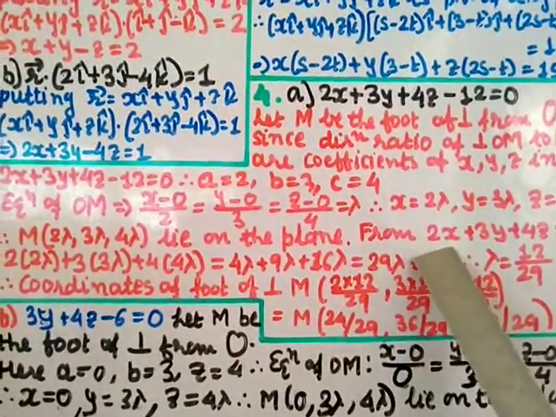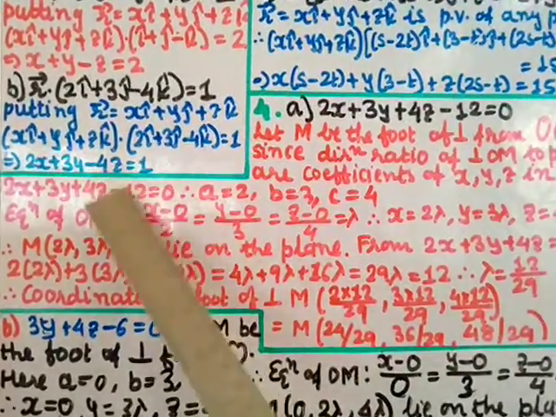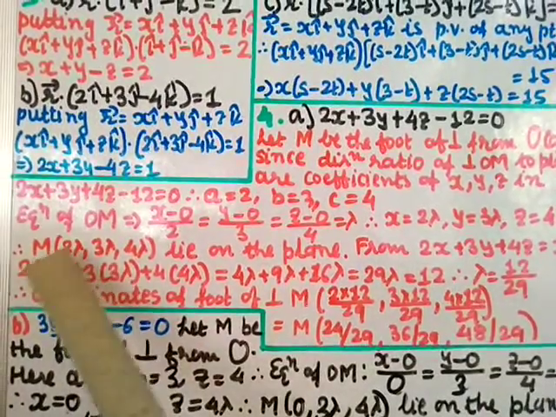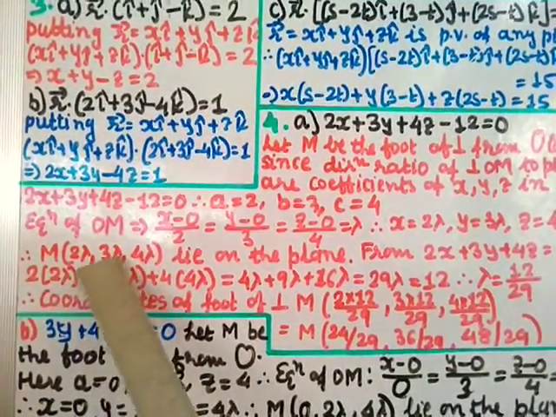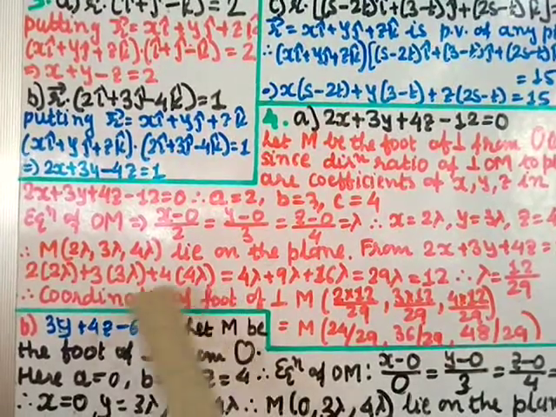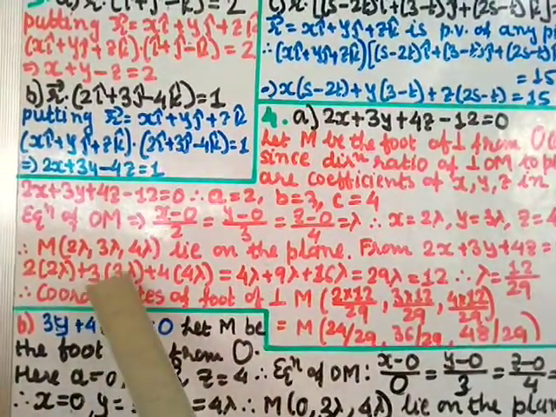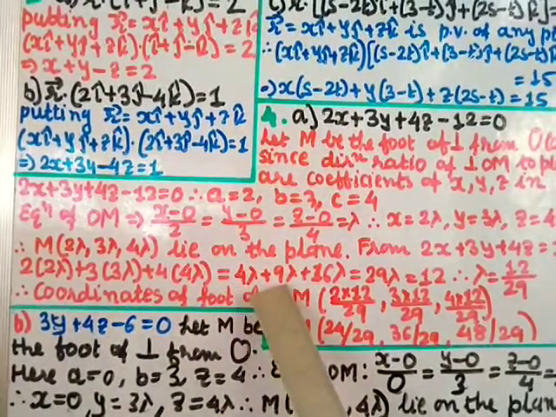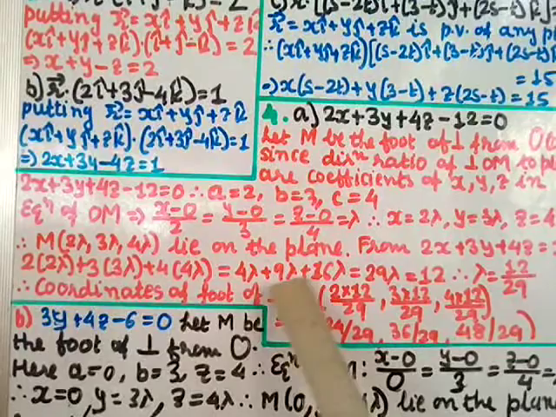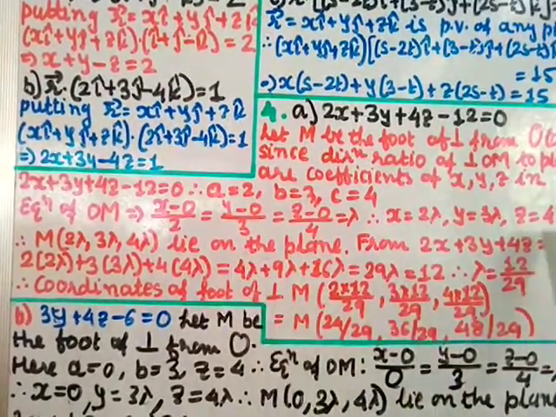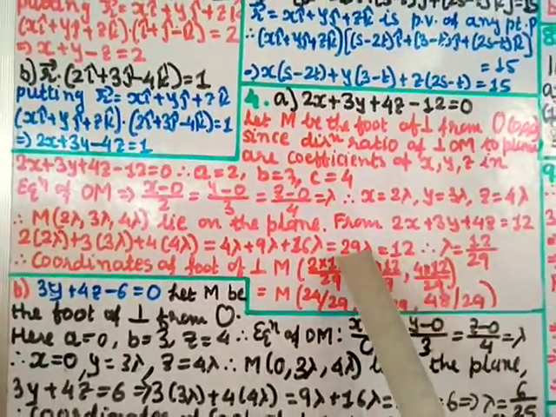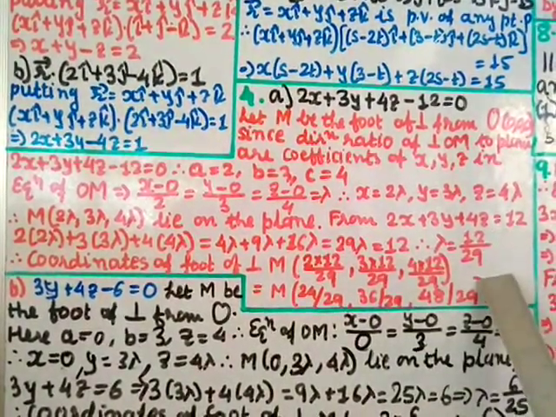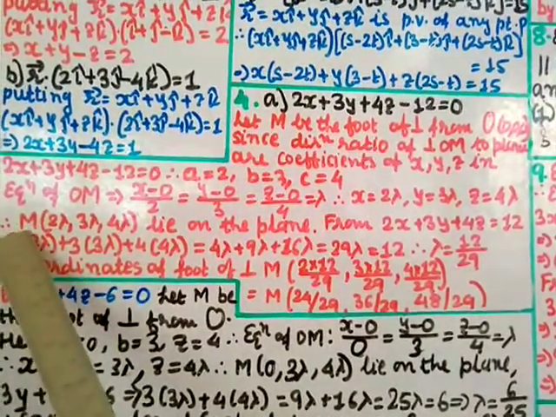So I write the equation 2x + 3y + 4z = 12, just transferring the minus 12 over to this side. Put the values of x, y, z. So x is 2 lambda, so 2 into 2 lambda plus 3 into 3 lambda plus 4 into 4 lambda equals 4 lambda plus 9 lambda plus 16 lambda, which will give you 29 lambda, and this side is 12, right? So 29 lambda = 12. Now transfer 29 over here, it will go in the denominator, so we get the lambda value as 12/29.